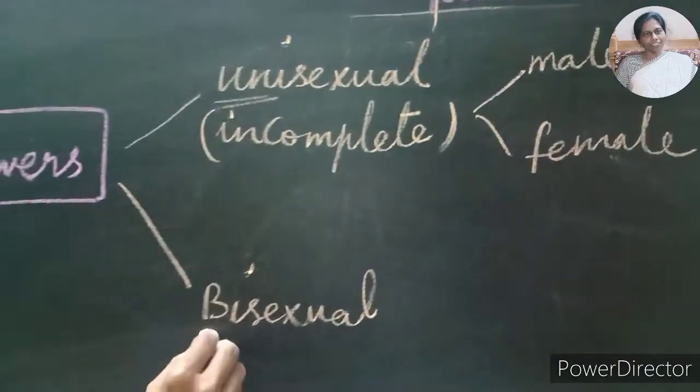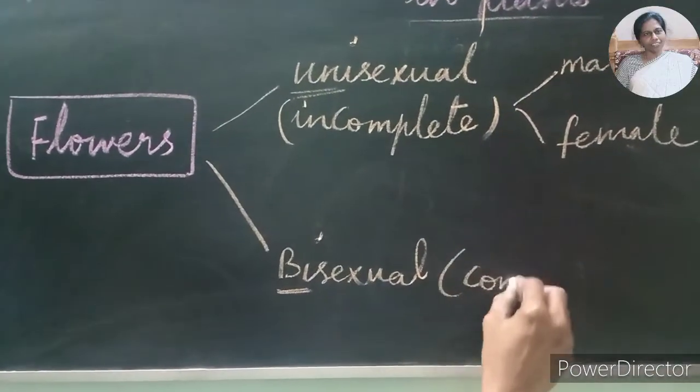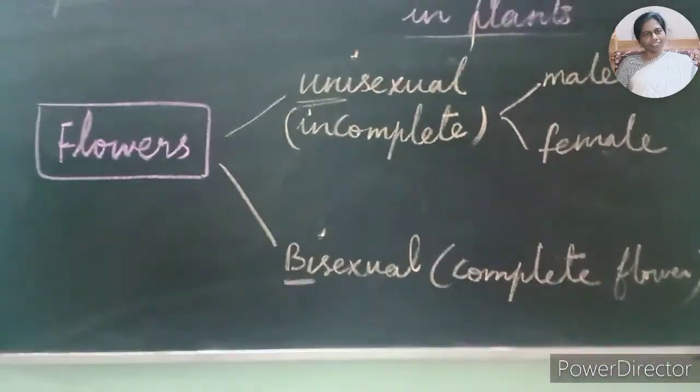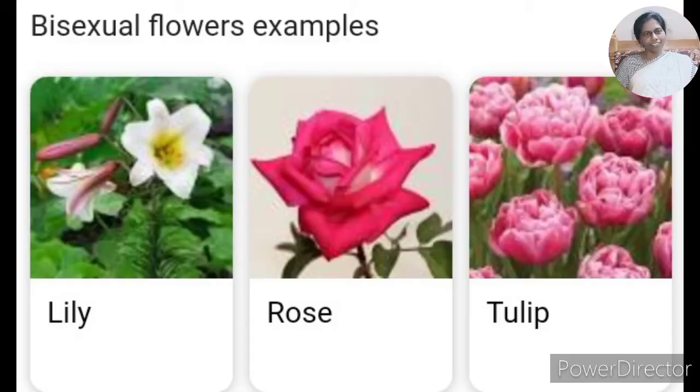Bisexual flowers are complete flowers, having both the male part, the androecium, as well as the female part, the gynoecium. For example, lily, rose, tulips, daffodils, hibiscus, and all types of pulses.